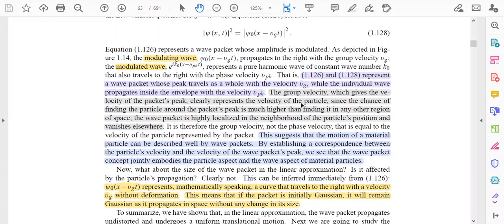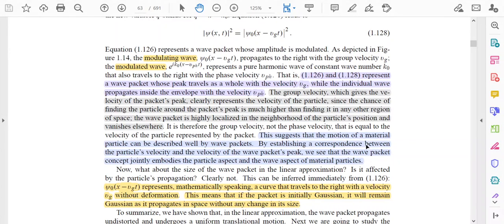The wave packet is highly localized in the neighborhood of the particle's position and vanishes elsewhere. It is therefore the group velocity, not the phase velocity, that is equal to the velocity of the particle represented by the packet. So the velocity of the particle is represented by the velocity of the peak of the wave packet. This suggests that the motion of a material particle can be described well by wave packets.